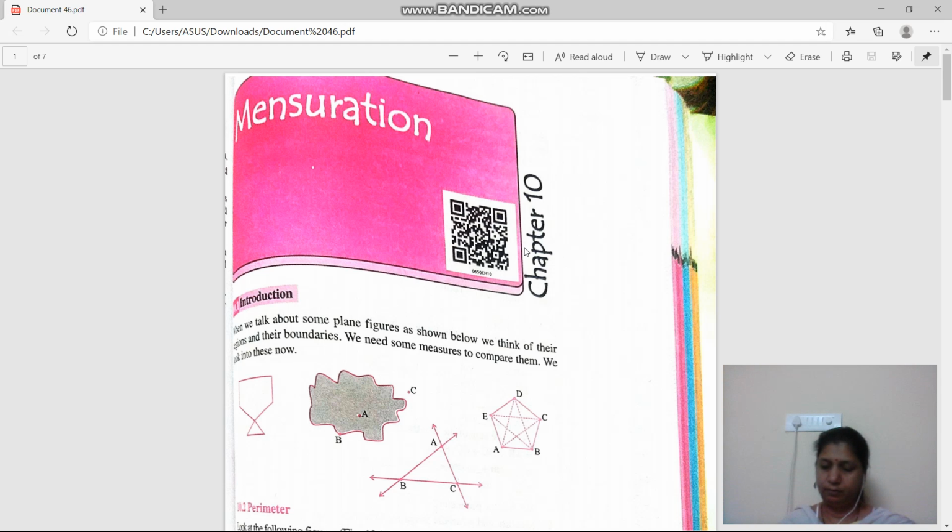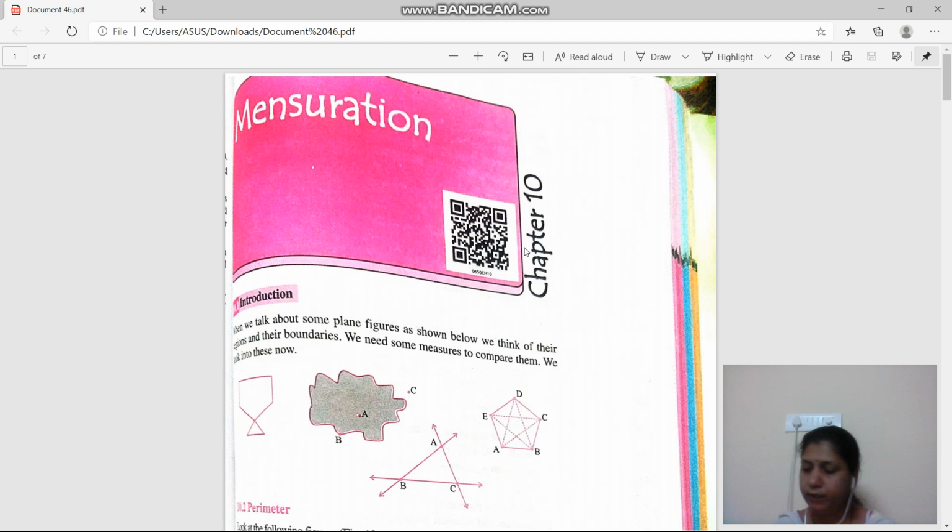Okay, so let's start. When we talk about some plane figures as shown below, we can see here on the screen, we think of their regions and their boundaries. We need some measures to compare them. We look into this now. So see this figure. First is a closed figure. I think first, second, third, fourth, all are closed figures, right?